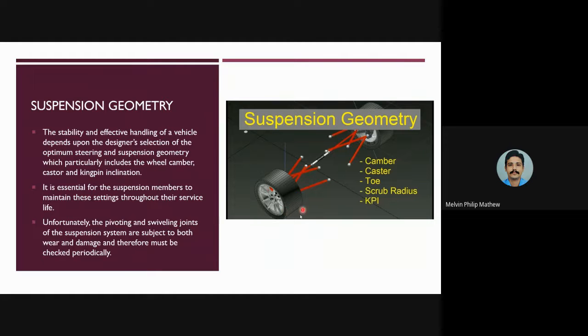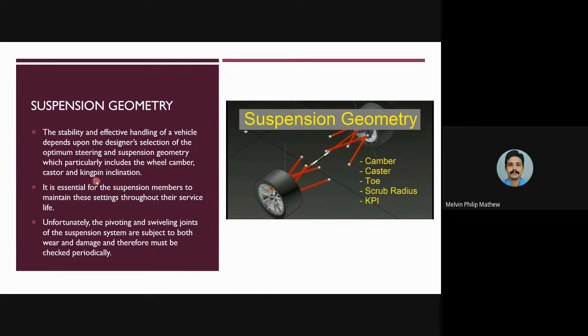So there is a component, the kingpin, inside here, and the kingpin makes an inclination with the vertical when looking from this side, from the sideways, and that is known as kingpin inclination. You can refer to the previous module to understand what wheel camber, caster, and kingpin inclination are.